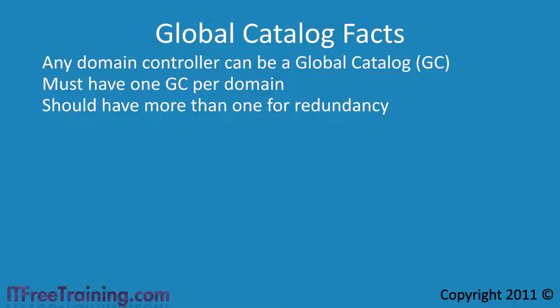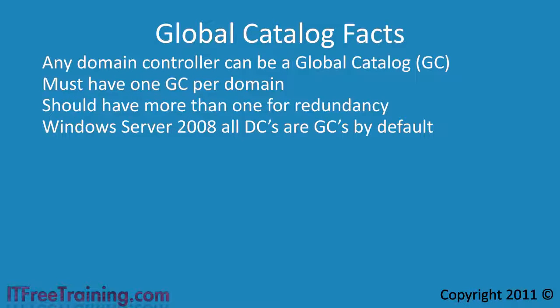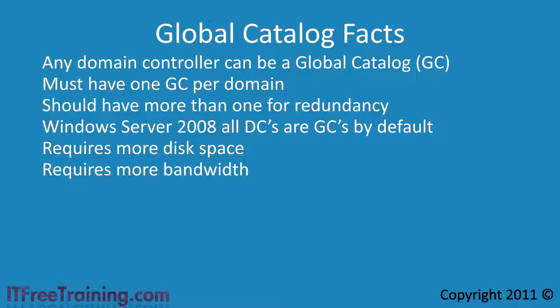To make things as simple as possible, there is nothing stopping you from making all your domain controllers into global catalog servers. In fact, Windows Server 2008 by default will make a new domain controller into a global catalog server when it is promoted. The disadvantage to having more global catalog servers is that they require more disk space and more bandwidth. Nowadays, with disk space and network bandwidth becoming a lot cheaper and more available, making all domain controllers into global catalog servers is not such a big concern as it once was.